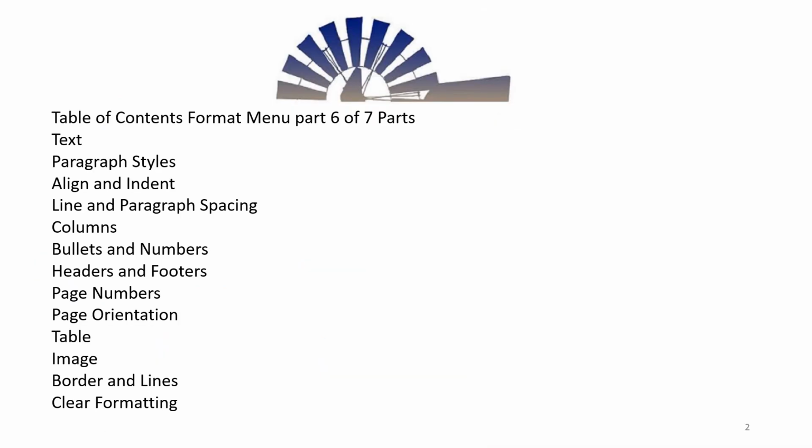Table of Contents, Format Menu, Part 6 of 7 parts: Text, Paragraph Styles, Align and Indent, Line and Paragraph Spacing, Columns, Bullets and Numbers, Headers and Footers, Page Numbers, Page Orientation, Table, Image, Borders and Lines, Clear Formatting.